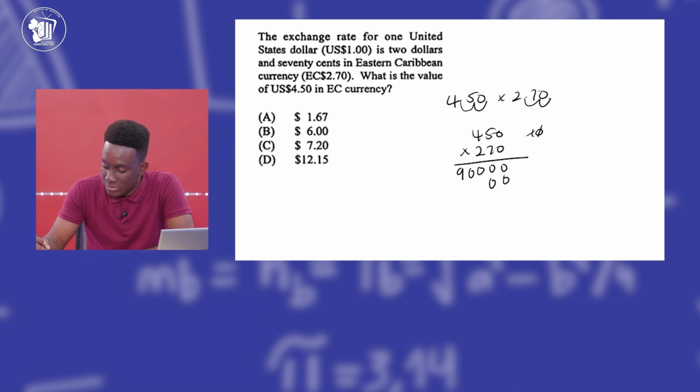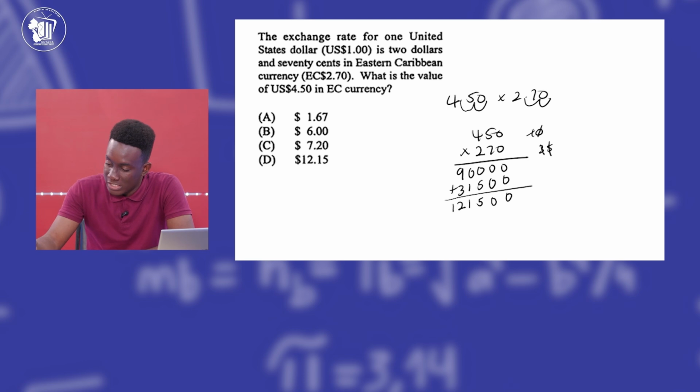7 times 0 is 0. 7 times 5 would be 35. 7 times 4 would be 28, 28 plus 3 would be 31. And then we add. Actually, we have 0 here, so if we multiply everything by 0, we get 0, 0, 0. So 0 plus 0 is 0. 0 plus 0 is 0. 0 plus 5 is 5. 0 plus 1 is 1. 9 plus 3 would be 12.